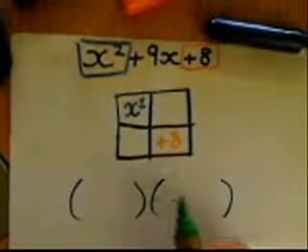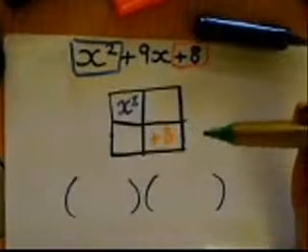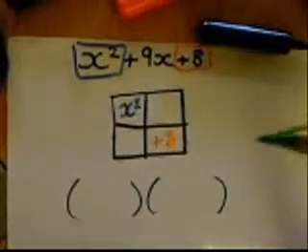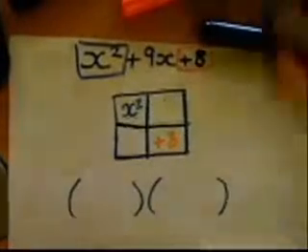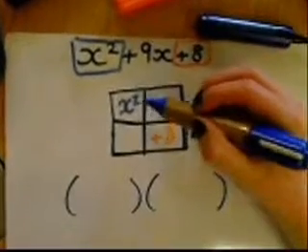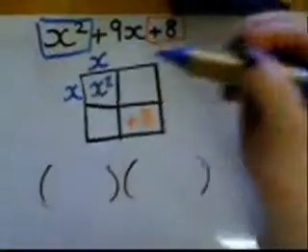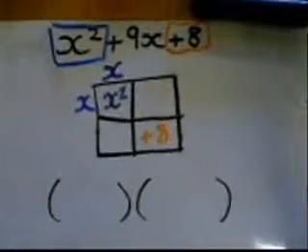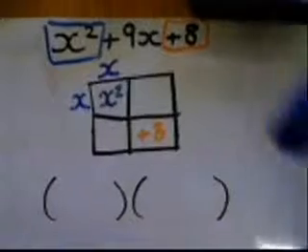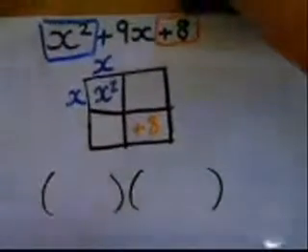So in order to work that out, we need to find out what you have to multiply to get these numbers in the grid. So x squared, how do we get x squared? We multiply x by x. x times x makes x squared. 8, how do we get 8? What two numbers multiply to make 8?